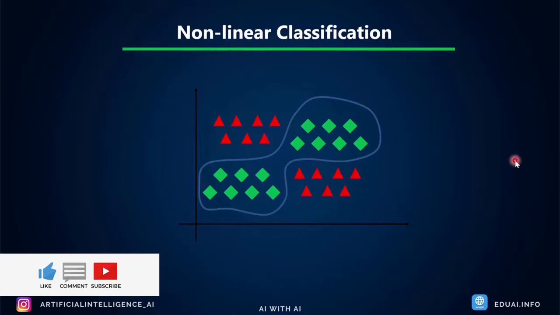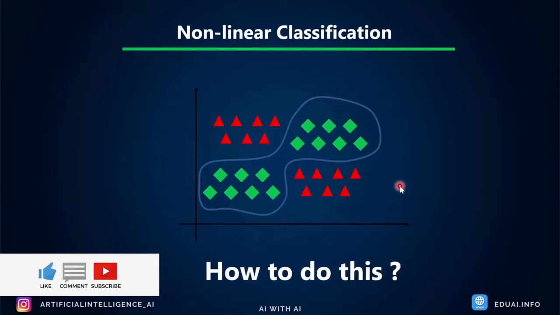So I'll have to draw a boundary something like this by which I can easily say that yes, now I can say the data sets are classified. So if anything falls under this boundary, then that is the green one. If anything falls beyond this boundary, these are nothing but the red one. But again, the question is how to do this.